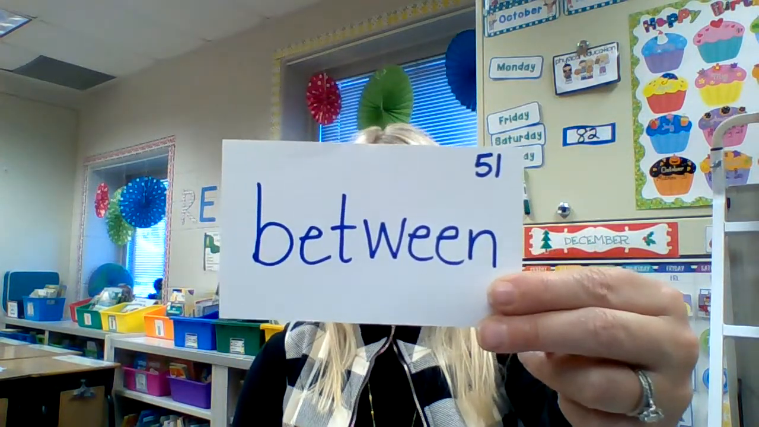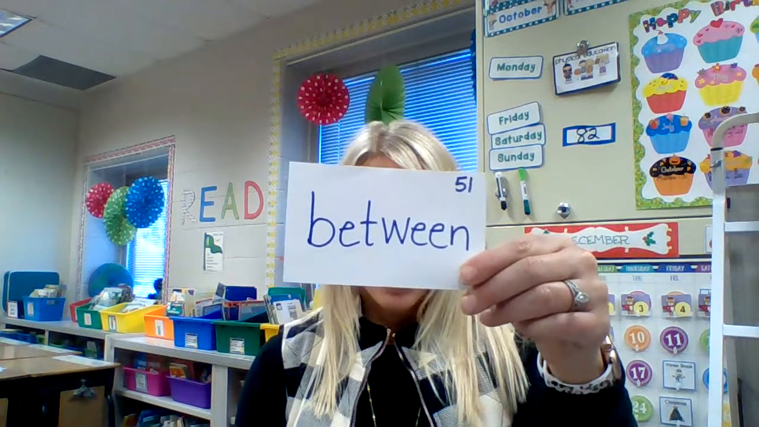Now we're going to look at it one more time. We're going to take a picture of it in our brain. We're going to close our eyes and we're going to skywrite it. B-E-T-W-E-E-N. Between. Okay, cover up your other times and see if you can write it without looking. Check your work. How'd you do? Right.